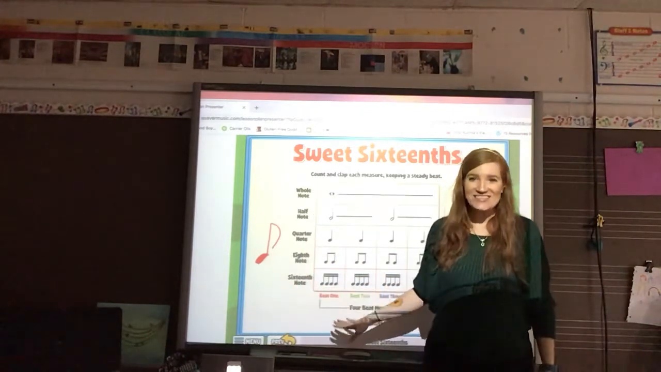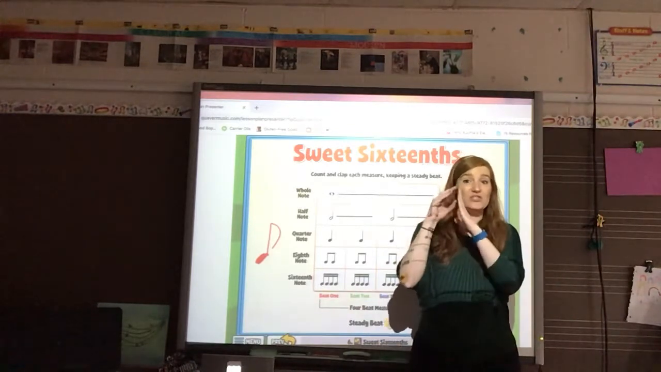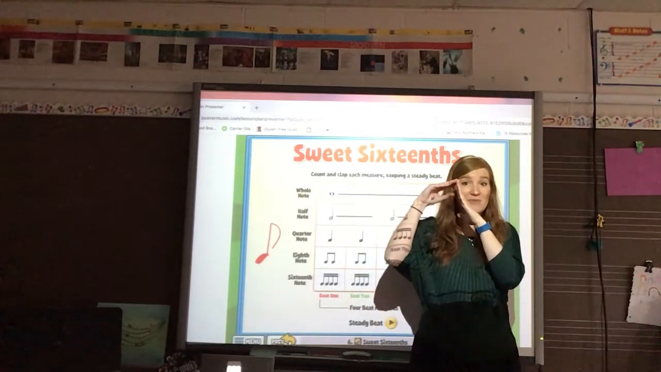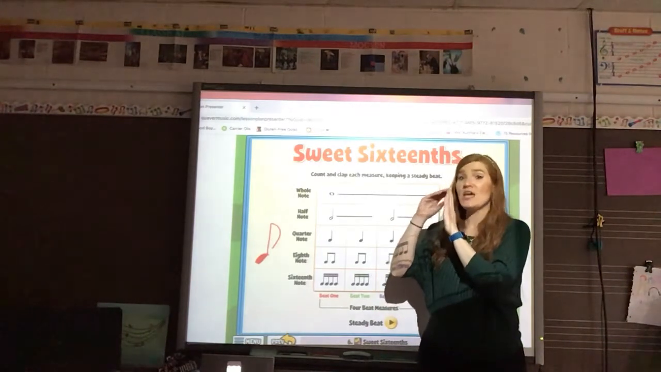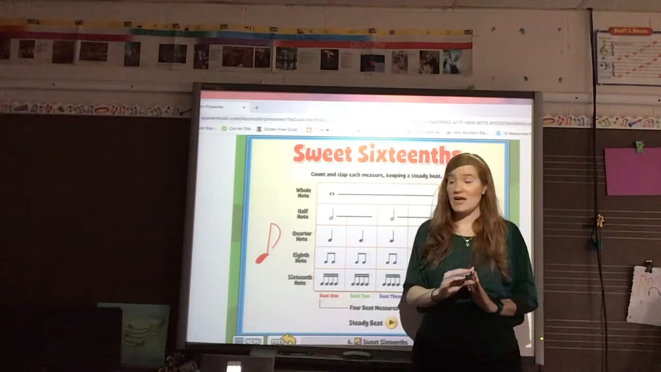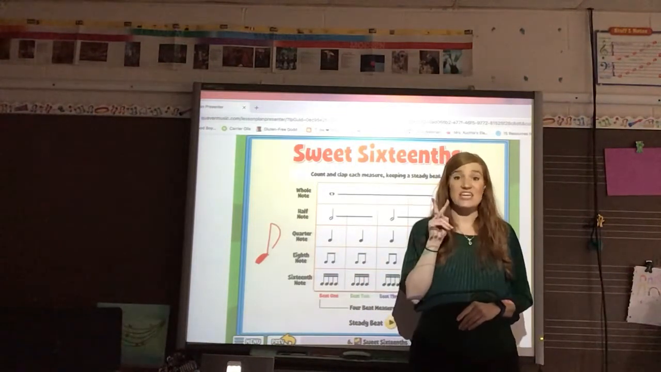So our last ones are our 16th notes. Now we didn't get to that in our song. If you wanted to, you could just make 2 flags. See, my thumb's a flag and the rest of my fingers are a flag. So 16th notes get 2 flags. That's how you tell the difference between 16th notes and 8th notes, that they get 2 flags.